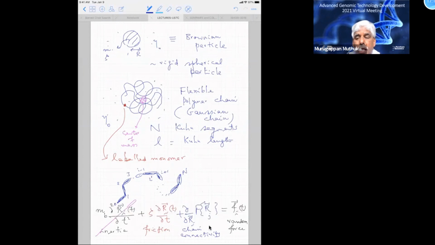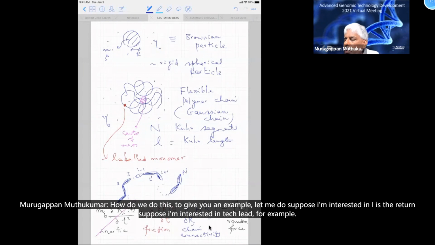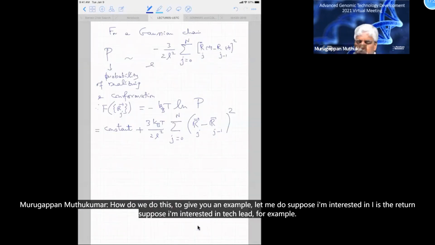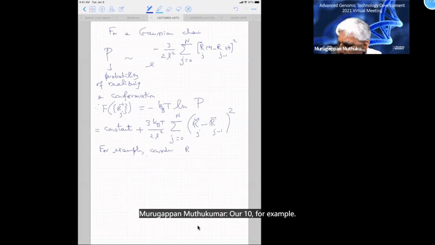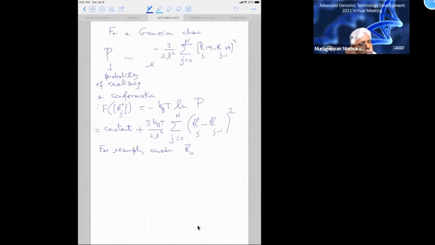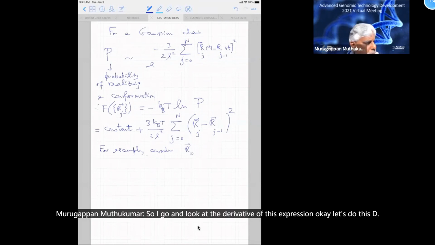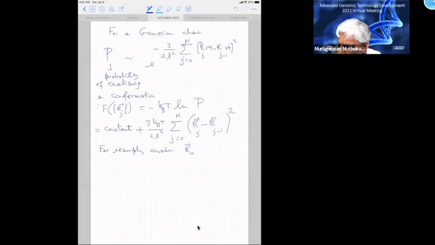Now, Ri. How do we do this? To give you an example, suppose I'm interested in i is equal to 10. Suppose I'm interested in R10, for example. So I go and look at the derivative of this expression. Okay, let's do this. d by dR10 of this free energy.